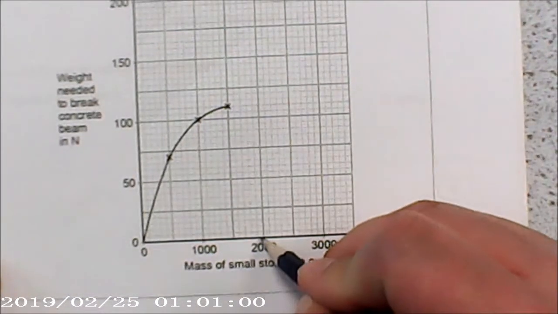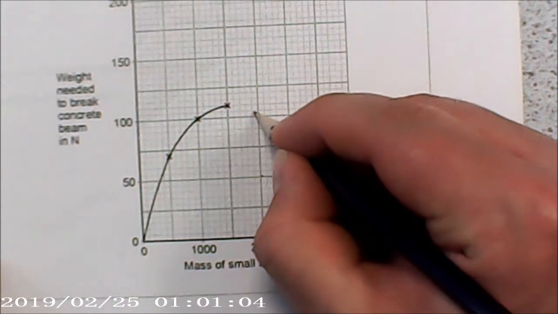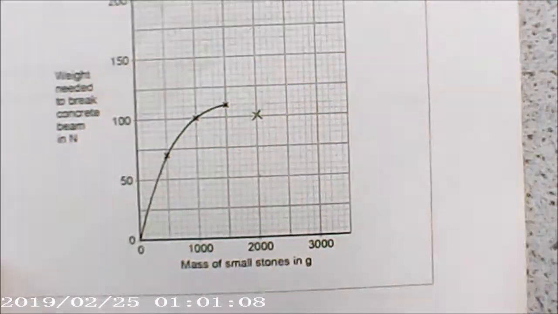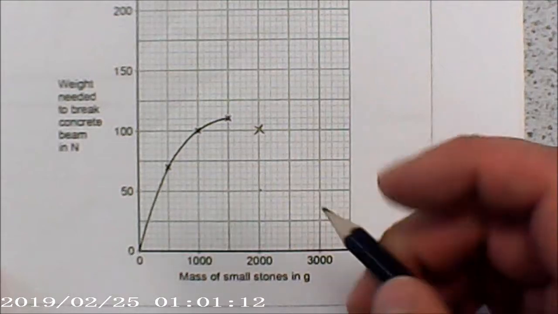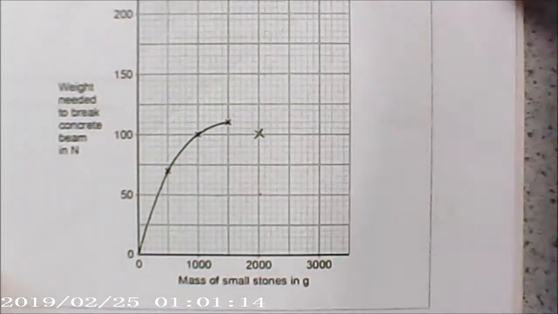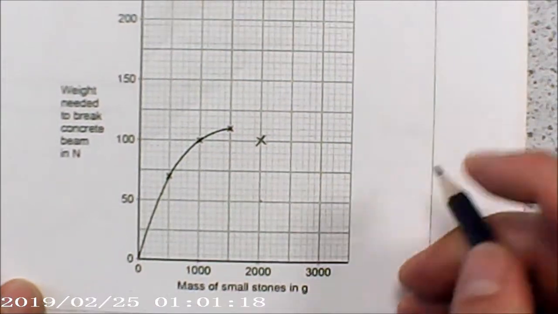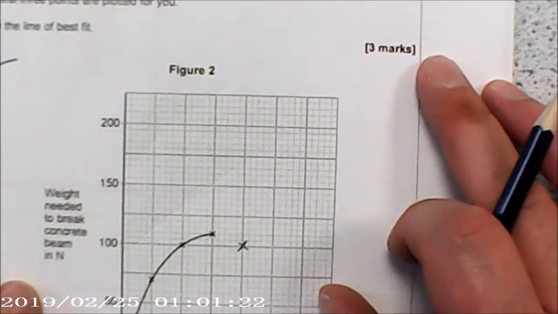So on this one, 2000, 50, 100. And notice how the center of my cross, where they cross over each other, that's where the point is. Okay, do not put hearts or dots or anything like that. It needs to be a nice cross with the middle of the cross where you want it to be pointing at.